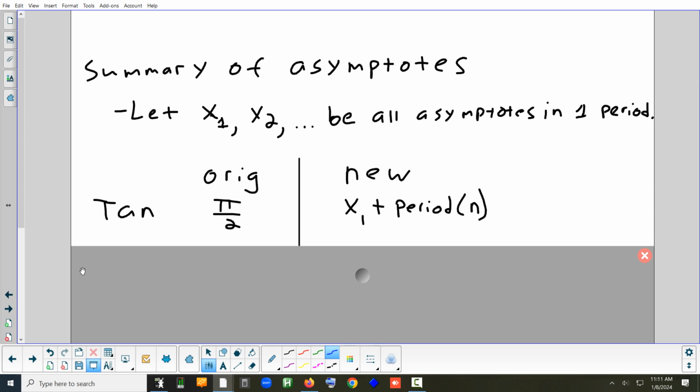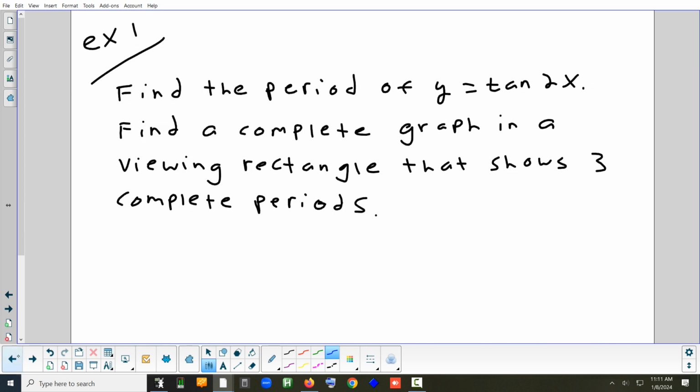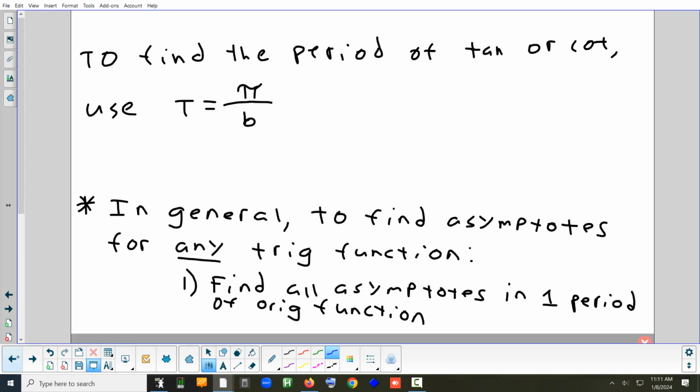So I'm going to summarize all the asymptotes for you if you don't remember what they look like in the pictures. But the first asymptote, like if you were doing tangent, the first positive one is at pi over 2. So that would be step 1. Basically, look that up in the chart once I give it to you, or just think of the picture in your head. Pi over 2.